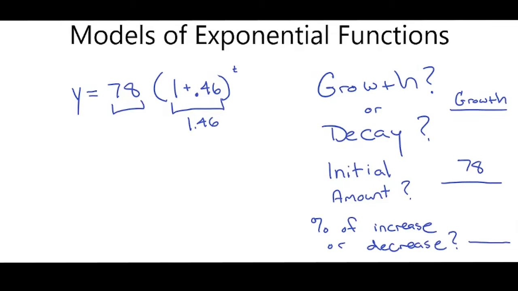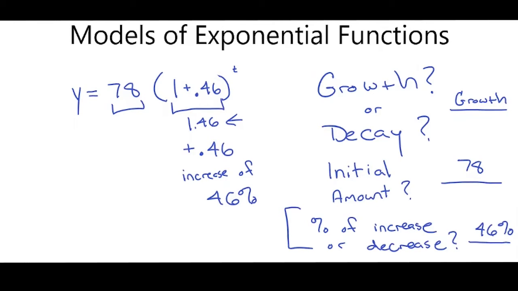And in order to find the percent of increase, I need to know how far away the number inside the parenthesis is from 1. In this case, it is 0.46 away from 1. It is a positive 0.46 away from 1. That means that it is an increase of 46%. So down here I will write 46%. And that's how you identify the parts of an exponential function.